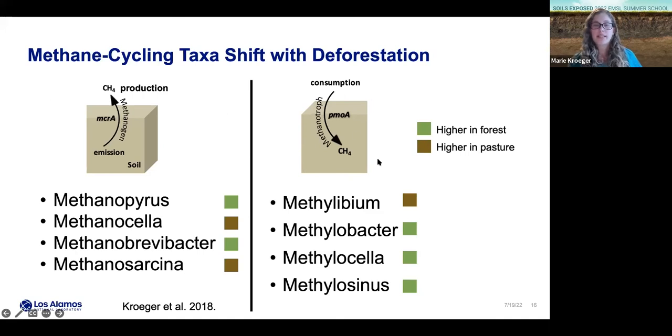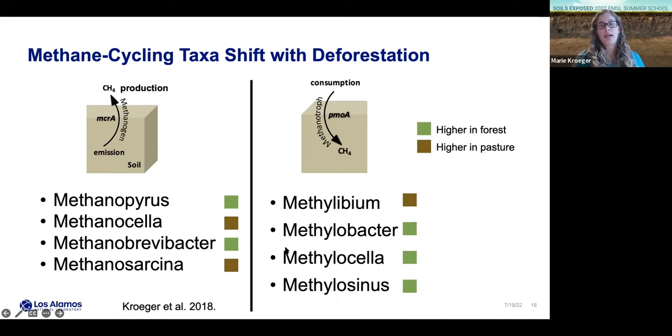On the right, like I said, we're looking at methanotrophs, so they're actually oxidizing methane. And what you're seeing here is Methylibium is a facultative methanotroph, which was found in our pastures. So that means it doesn't require, or it's not obligately oxidizing methane, but it can. And Methylobacter, Methylocella, Methylocystis were all in higher abundance in the forest.